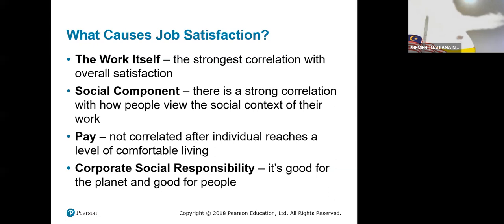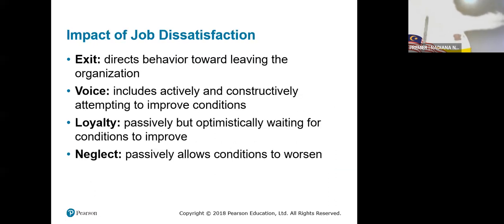Okay. And then the impact of job dissatisfaction. That is the impact of job satisfaction, the result of dissatisfaction. If they are not satisfied, of course, they fall under job dissatisfaction. Tak puas hati terhadap pekerjaan. Tidak puas hati, dissatisfaction, tidak puas hati terhadap kerja.